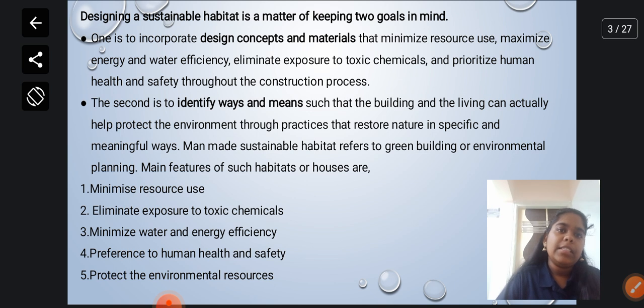When we are talking about sustainable habitat, we have to keep two goals in mind. The first one is to incorporate design concepts and materials that minimize resource usage, maximize energy and water efficiency, and prioritize human health and safety. The second one is to identify ways, such as buildings, that can actually help protect the environment through practices that restore nature in specific and meaningful ways. The main features of such habitats or houses are minimizing resource usage, eliminating exposure to toxic chemicals and adapting to non-toxic ones, maximizing water and energy efficiency, like by adopting rainwater harvesting, etc., and giving preference to human health and safety.